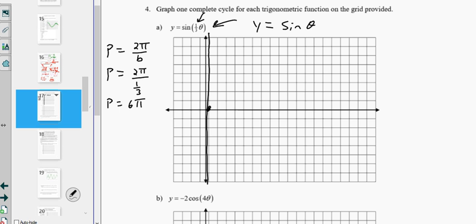So I'm going to make every 3, so 1, 2, 3, equal to pi. So pi, 1, 2, 3, I got 2 pi. Then 1, 2, 3, I got 3 pi. 1, 2, 3, 4 pi. 1, 2, 3, 5 pi. 1, 2, 3, I got 6 pi. All right, so that's going to be my scale that way. And then I'm going to make 4 up. So 1, 2, 3, 4, that'll be my 1. And then down 1, 2, 3, 4, that'll be my negative 1.